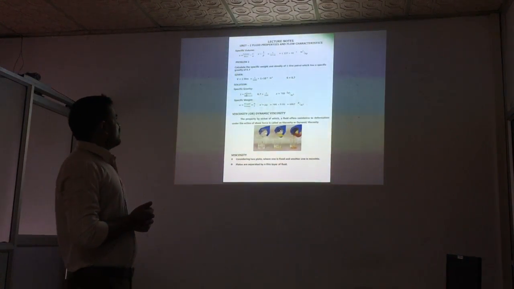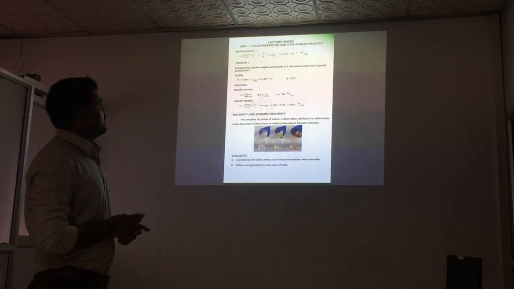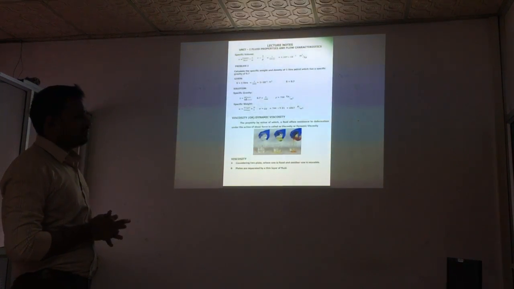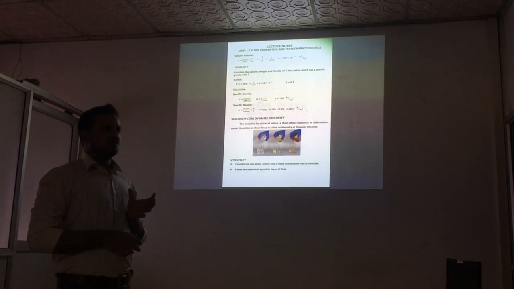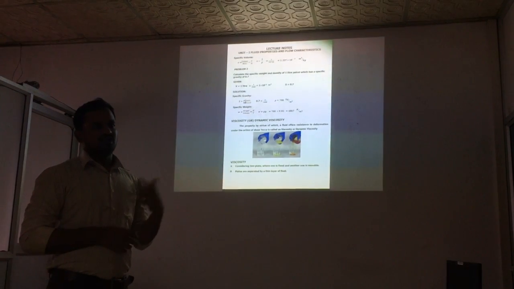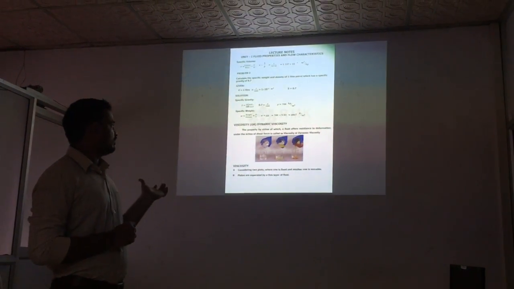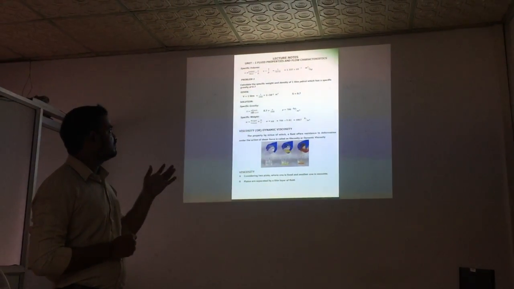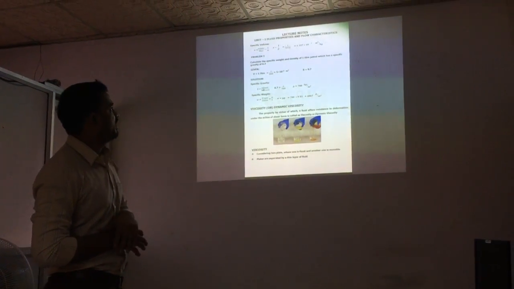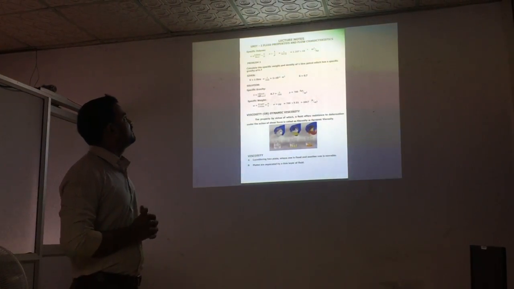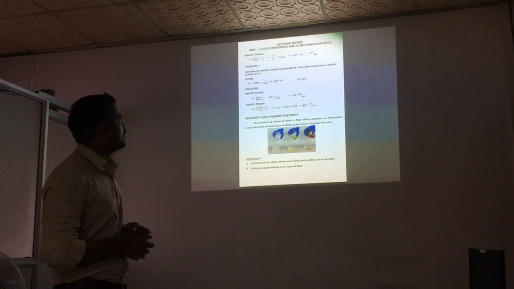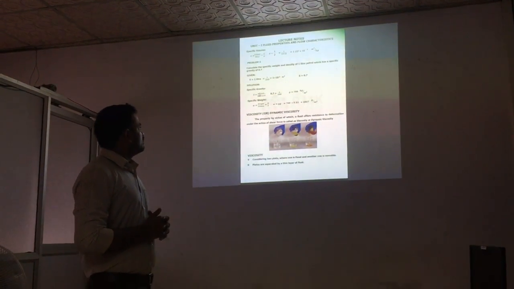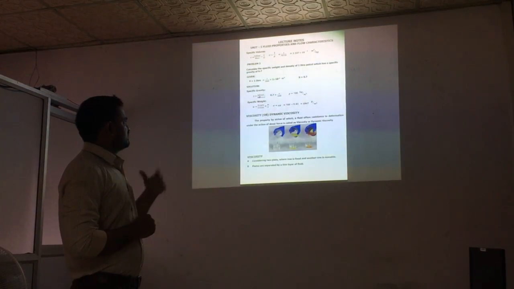The third thing to find is specific volume. Specific volume, by definition itself, is the reciprocal of density. We already found the density value in the previous step. Taking the reciprocal, we get 1.337 into 10 power minus 3 meter cube per kilogram. The second problem is the same.